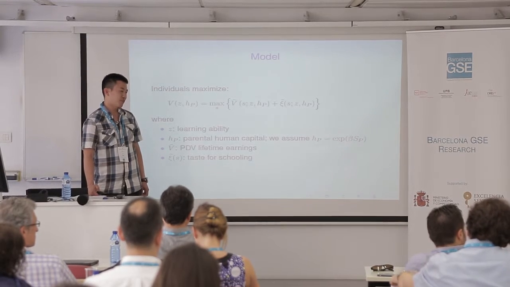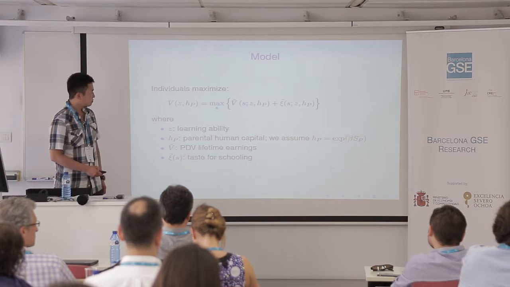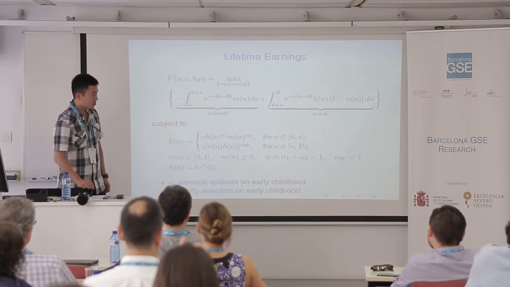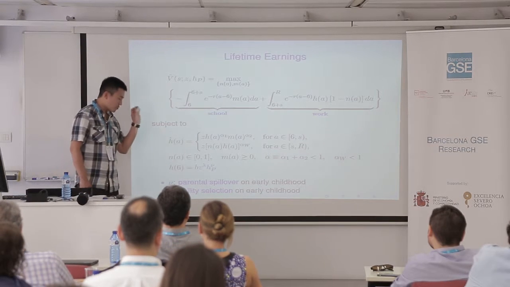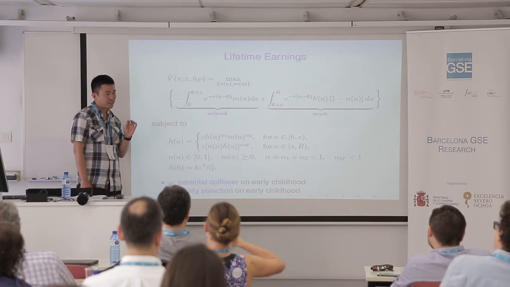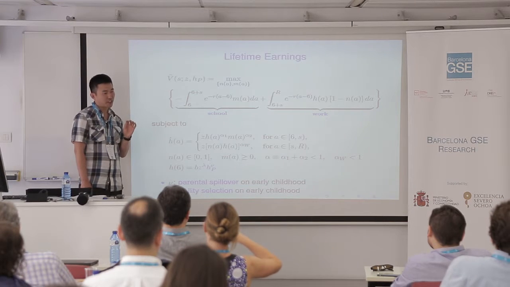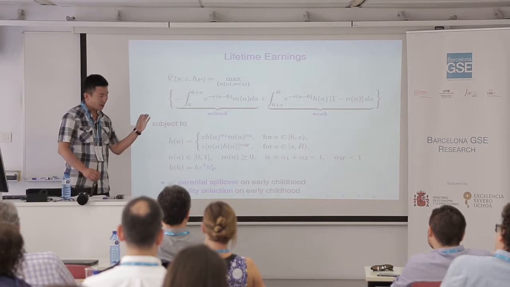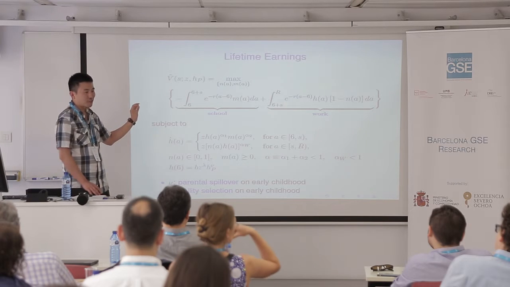The parents don't have a learning ability, no. Some parts of this model are motivated by the data that we use because it's restricted. We're using the HRS, so there we only observe the parent schooling levels actually. But I'll explain why we still insist on using the HRS.